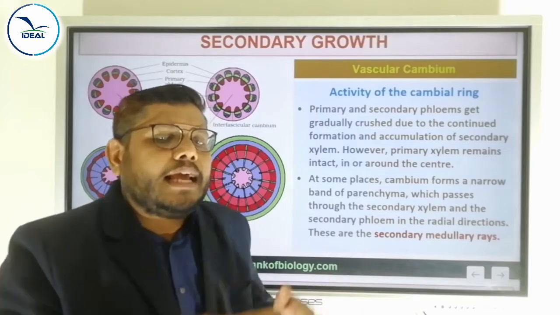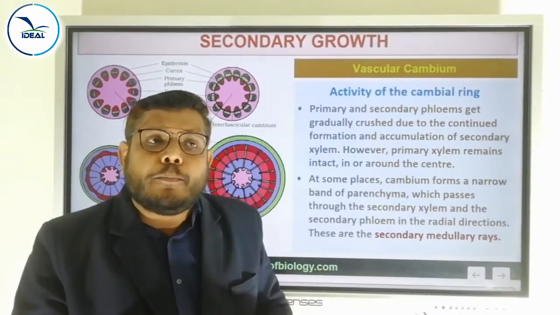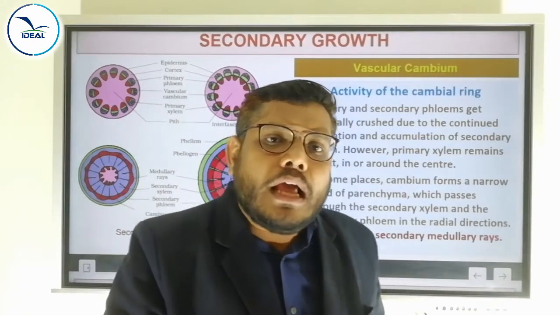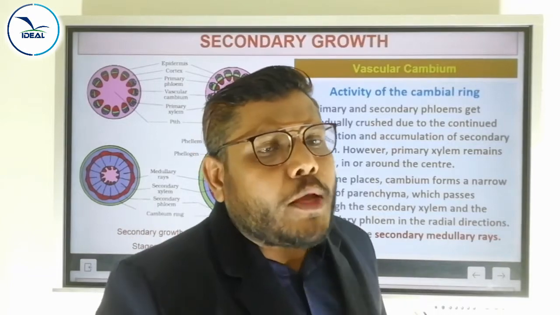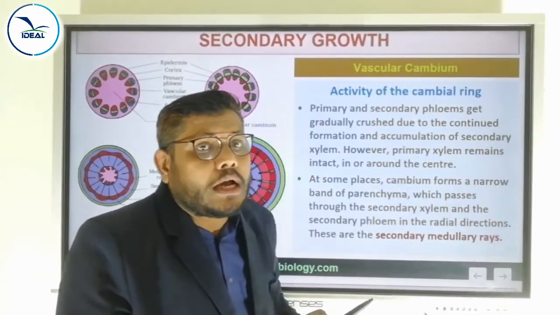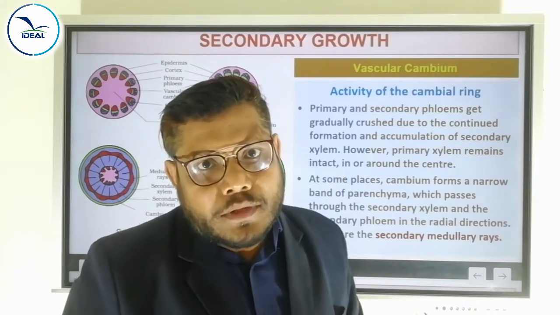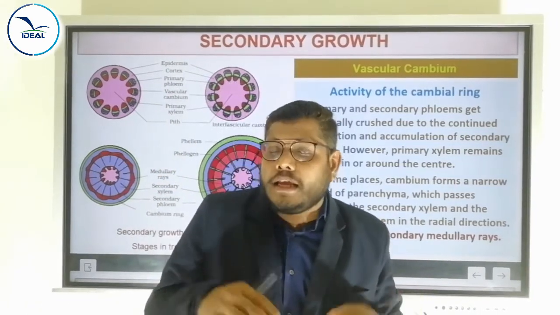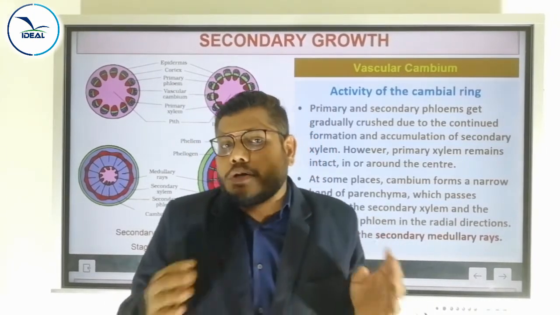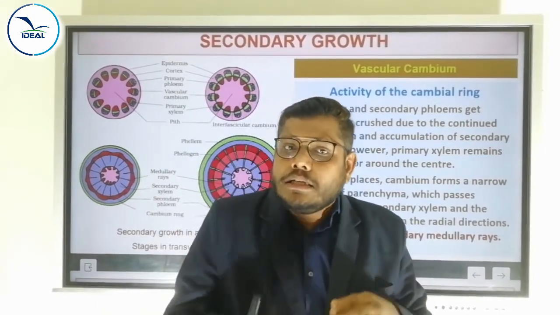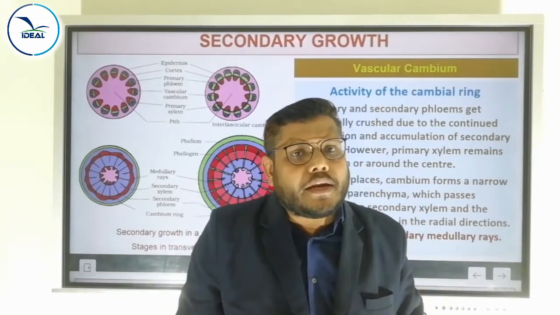As a result of the activity of the cambial ring, the amount of secondary xylem produced is greater than that of the secondary phloem. So the primary phloem and secondary phloem get gradually crushed due to the formation and accumulation of secondary xylem. Is it clear? This is happening in where? Dicot stem. This secondary growth or secondary thickening takes place in the stellar part. Such a type of growth is called stellar secondary growth.